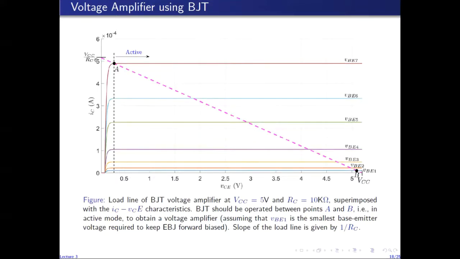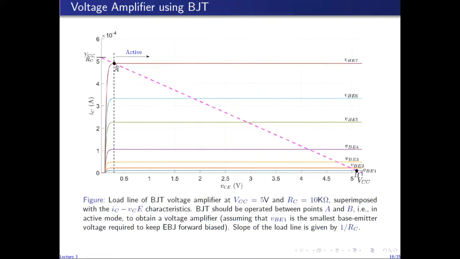However, as noted before, in order to use a BJT as an amplifier, it must be operated in the active region of operation. So the region of operation on the curves towards the right of this dotted line is the active region of operation.